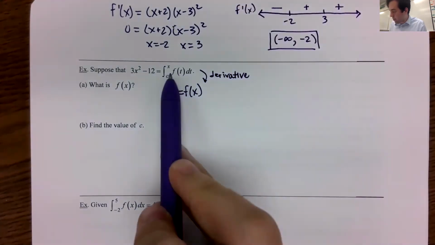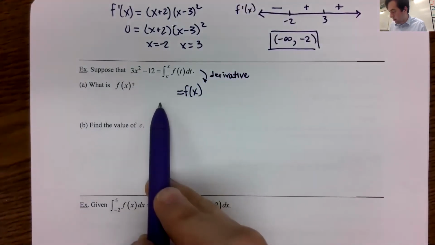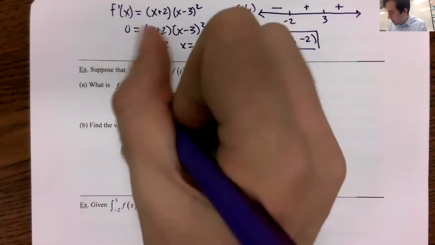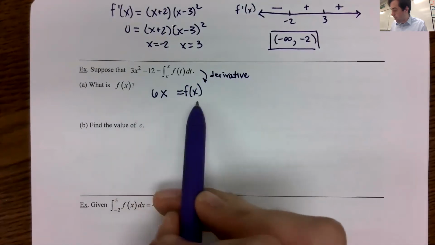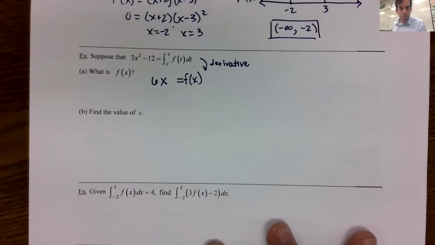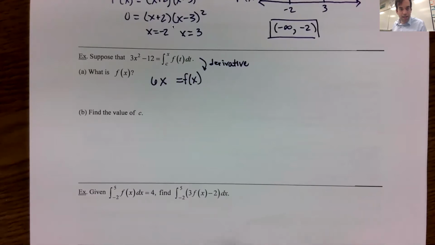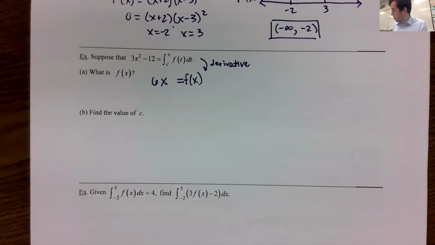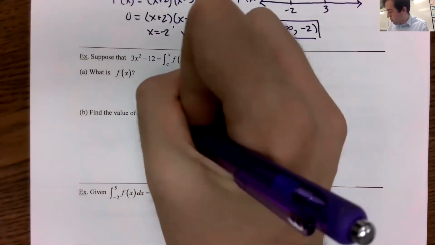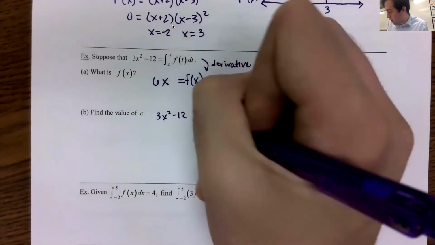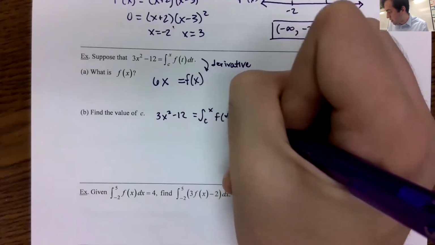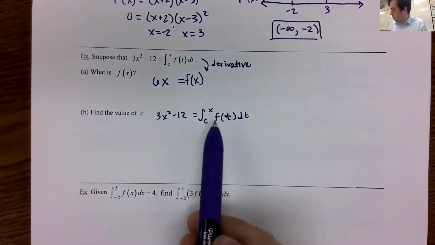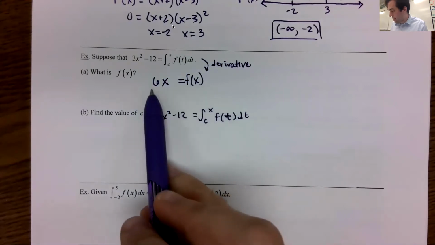So if we take the derivative of the right side, it should be equal to the derivative of the left side, right? So the derivative of the left side is 6x minus 0. So f of x equals 6x. We found it. So now part B, find the value of c. Interesting. So we originally had 3x squared minus 12 equals the integral from c to x of f of t dt. We know that f of x is 6x.